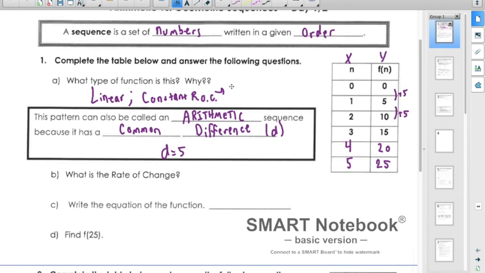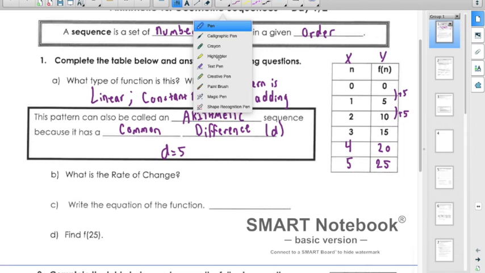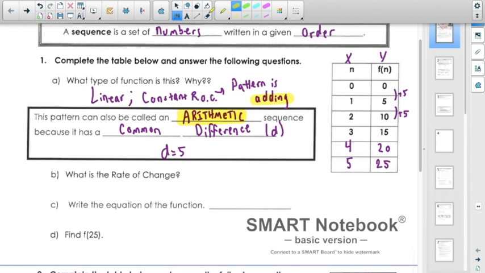I'm just going to add this little tidbit here. The pattern here is adding. So really, anytime it's a linear function or I'm adding, that's going to be an arithmetic sequence. So maybe a good way to recognize that is arithmetic starts with an A, adding starts with an A. It's a good way to kind of remember it, if that helps you out.